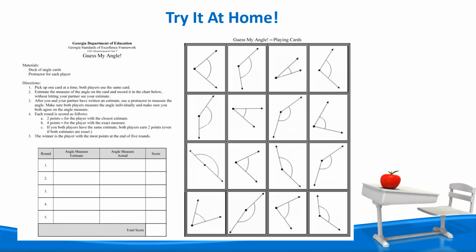Also included in the packets are interactive games your children can play. This game requires player 1 to draw an angle card. Each player estimates the angle size, records their angle estimation, and then both players measure the angle using a protractor. The player with the closest estimation scores 2 points. If a player is exact in their estimation, they get double the points.